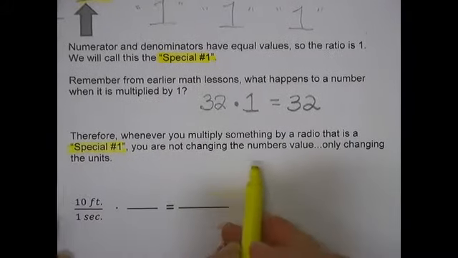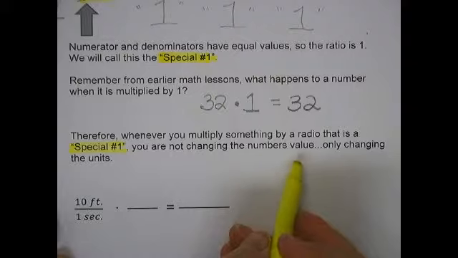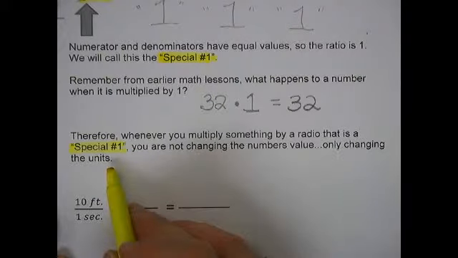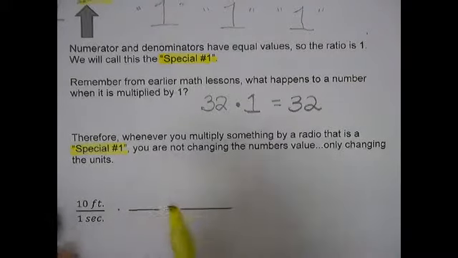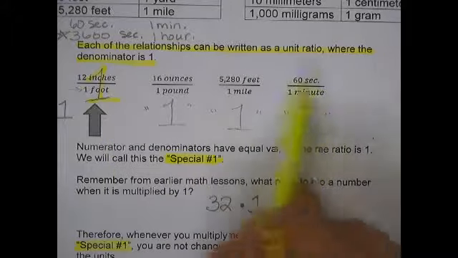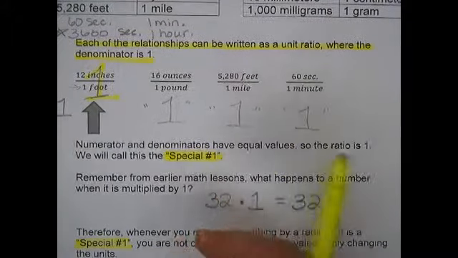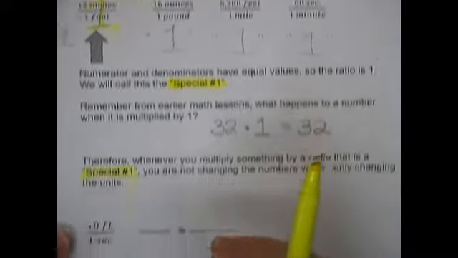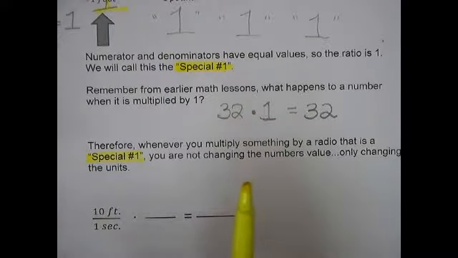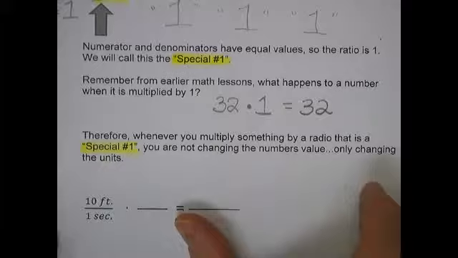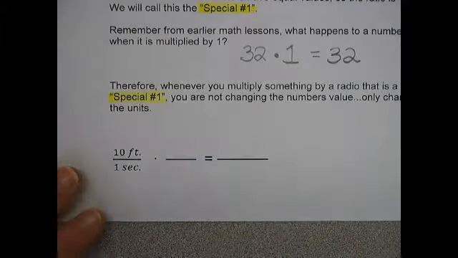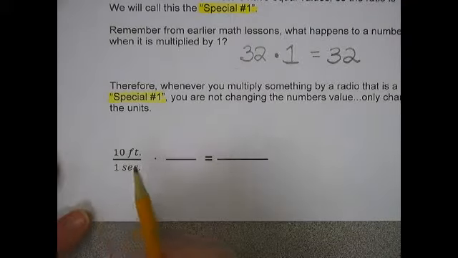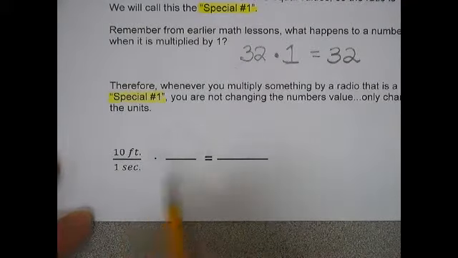So the value of 32 did not change at all when we multiplied by 1. Therefore, whenever you multiply something by a ratio that is equivalent to 1, you're not changing the number's value, you're only changing the units. So if I take 50 miles per hour and multiply it by one of these conversion factors, the number might look different, but the speed hasn't changed. Okay, and I'll talk about that a little bit more.